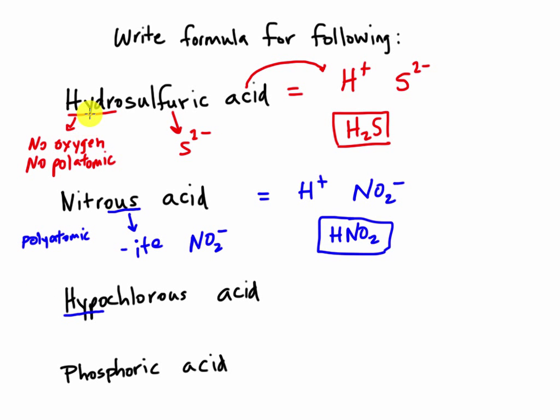So I don't have a hydro prefix. This is going to be a polyatomic ion. Since it's hypochlorous, I'm going to change that ous to an ite. So hopefully you remember that hypochlorite is ClO minus. Alright, so I just have to throw a hydrogen in the front of that. So H plus ClO minus gives me HClO.